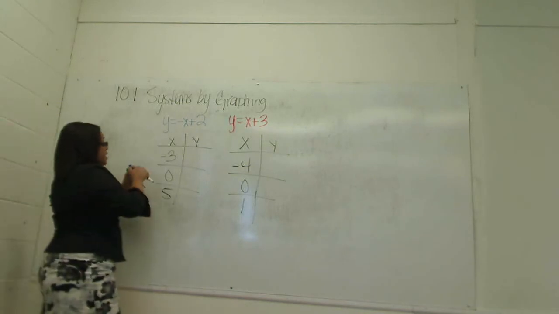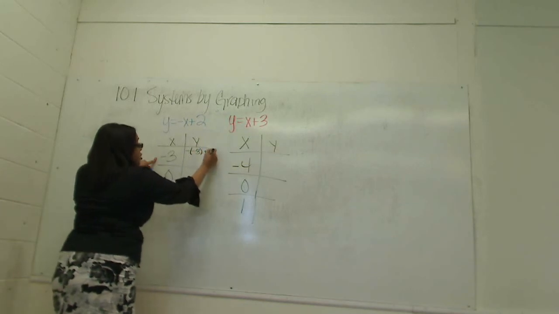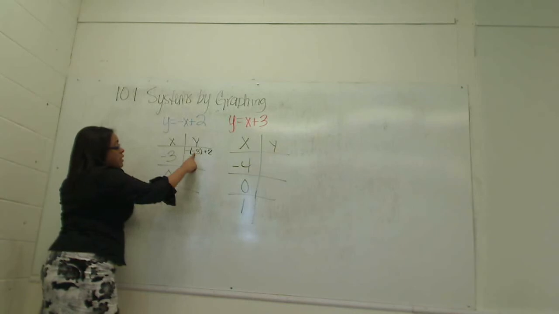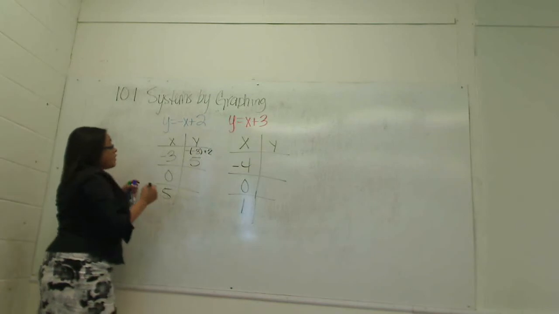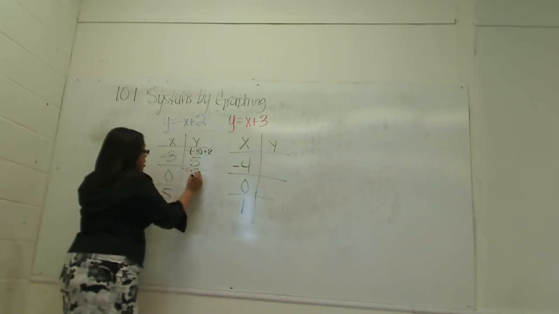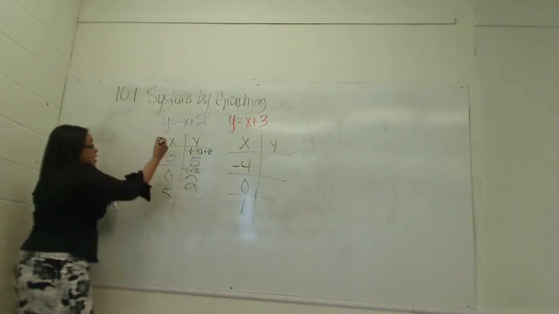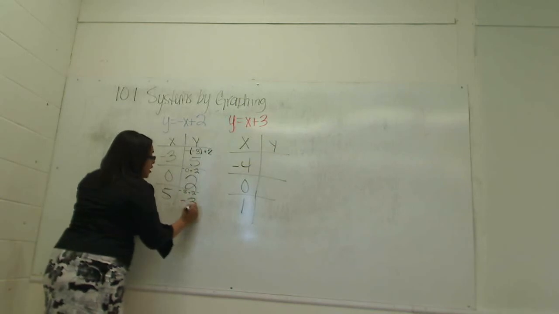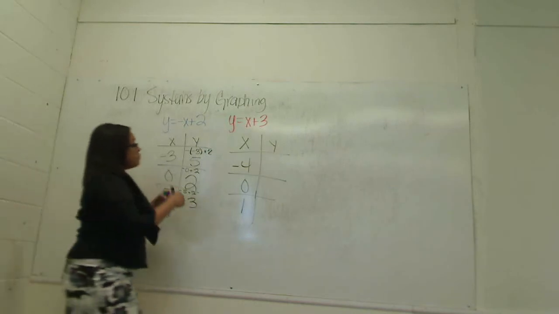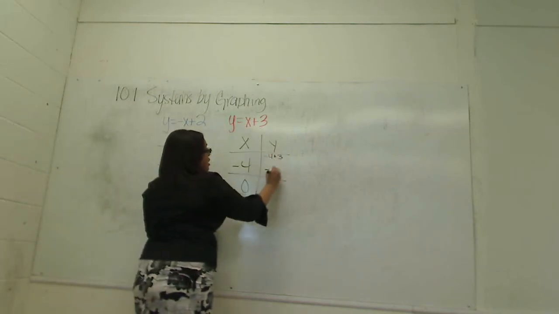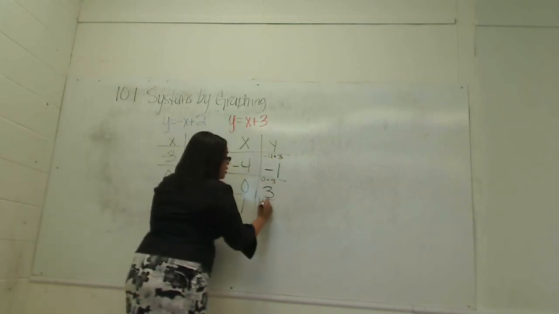So when x is -3, that's like saying negative of -3 plus 2. Negative times a negative is a positive. So -(-3) is +3, plus 2 is 5. Plug in 0. Now 0 does not take the sign of a positive or negative. 0 plus 2 is 2. Plug in the 5. -5 plus 2 is -3. Here, -4 plus 3 is -1. 0 plus 3 is 3. 1 plus 3 is 4.